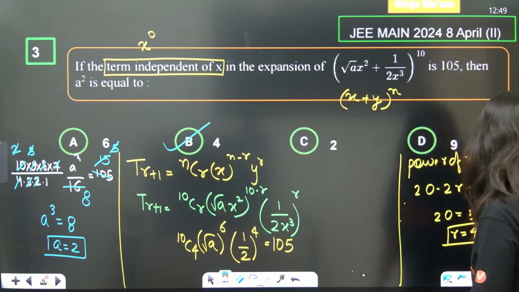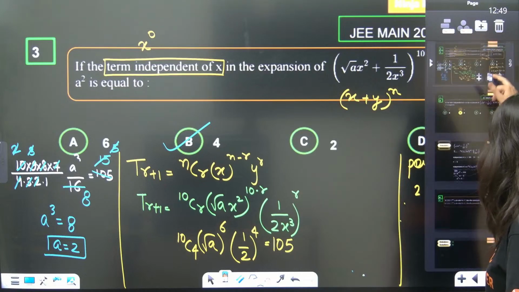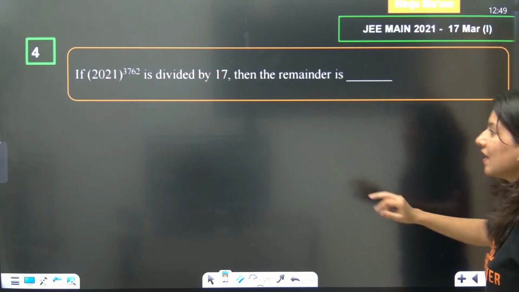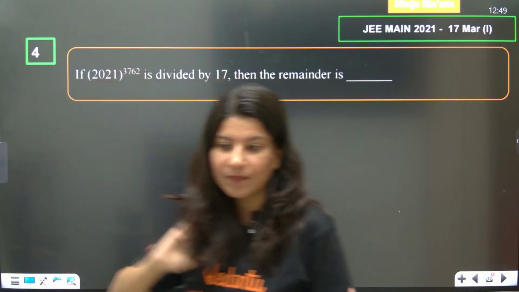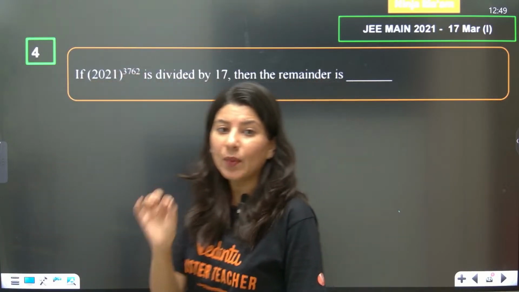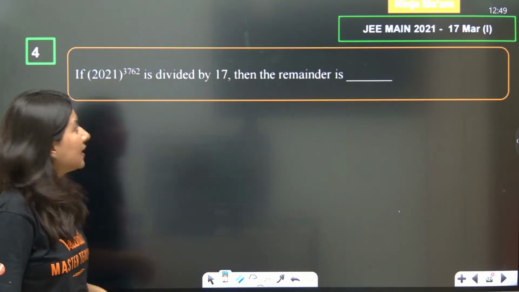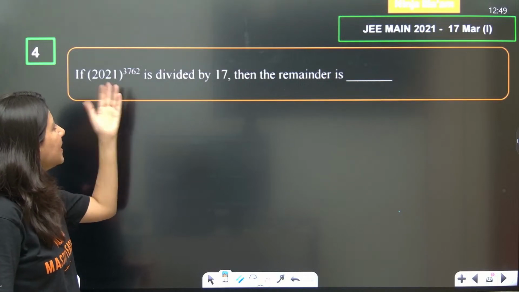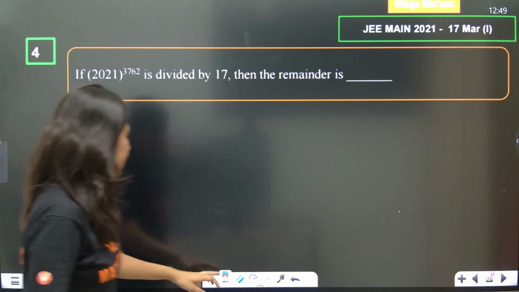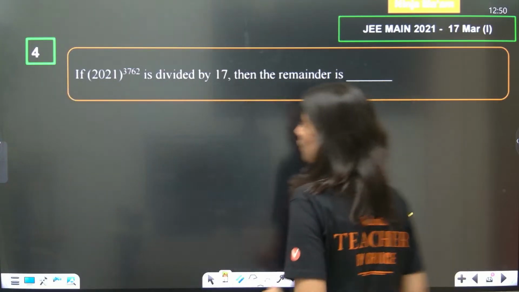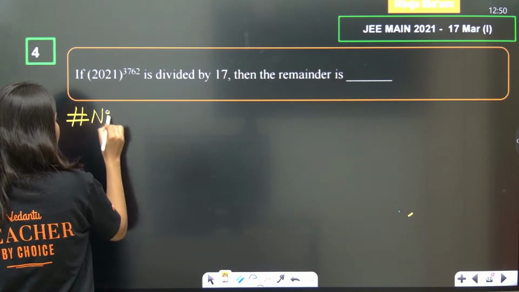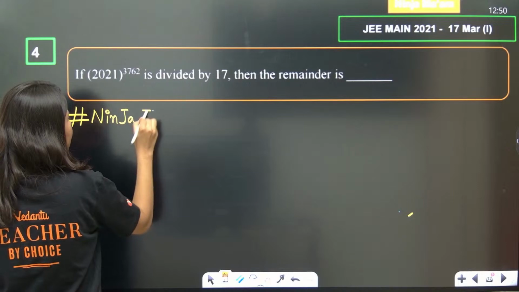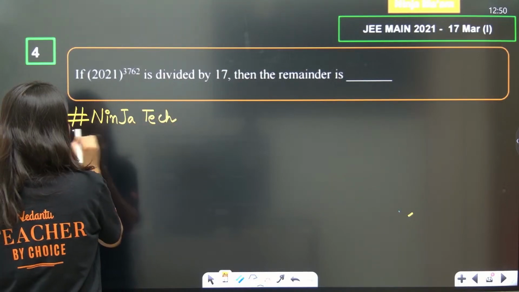Okay. Next question on your screen. Again, from binomial theorem, but it is remainder theorem. Remainder theorem, everybody. 2021 raised to power 3762 is divided by 17. Now, we are going to do it with the help of the ninja technique. Remainder theorem, ninja technique.